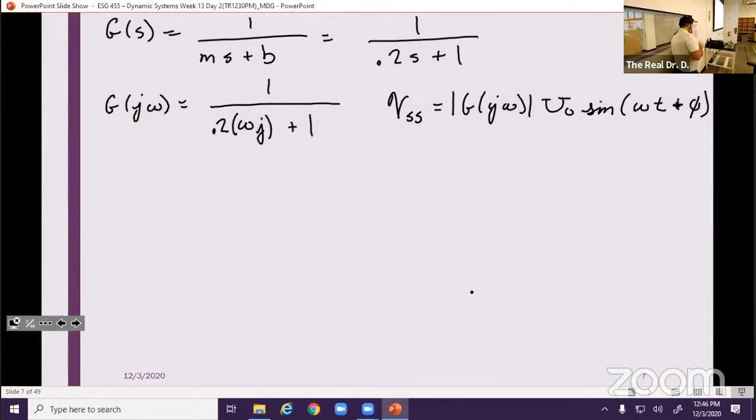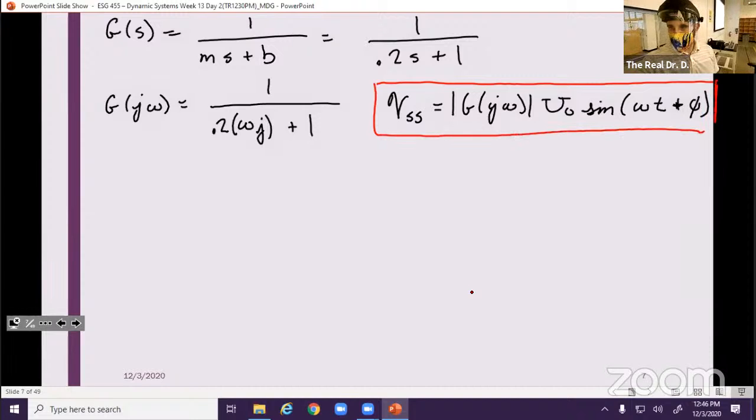How do we find the magnitude of G of j omega? Well, we have to find the magnitude of our sinusoidal transfer function. How do we find phi? That's the argument, right? And then we're going to step through this. But remember, we are trying to build a steady state response to a sinusoidal input. This is what we are trying to do.